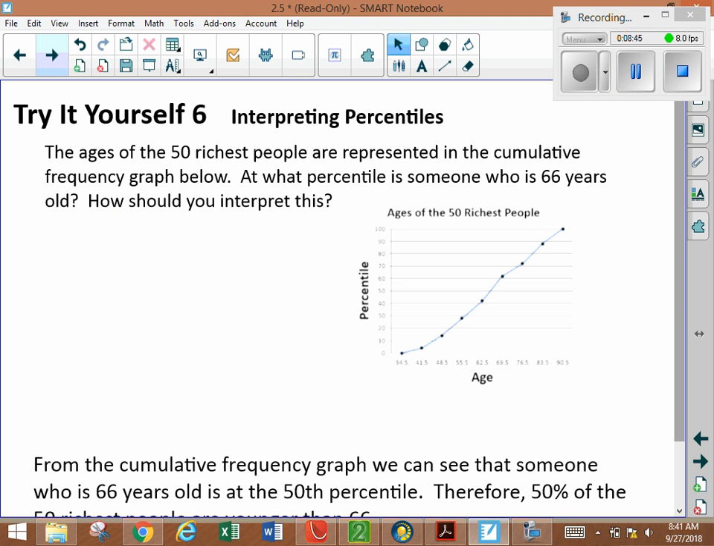All right, so we're going to interpret some percentiles. The ages of the 60 richest people are represented in the cumulative frequency graph below. What percentile is someone who is 66 years old? How should you interpret this?